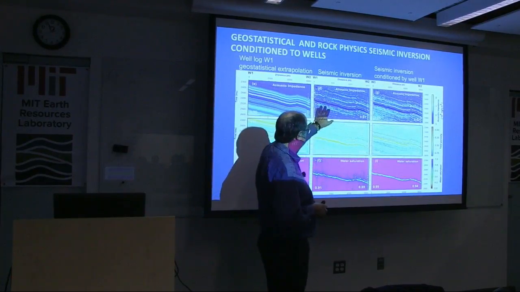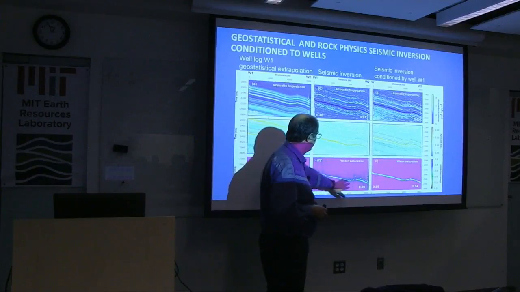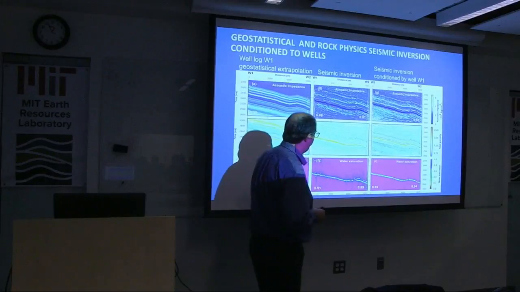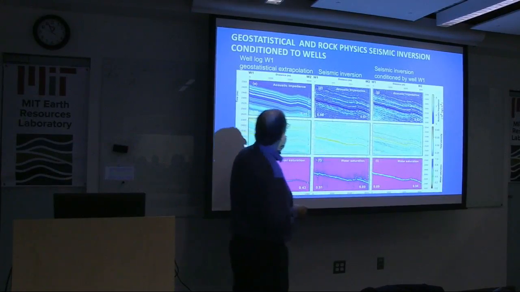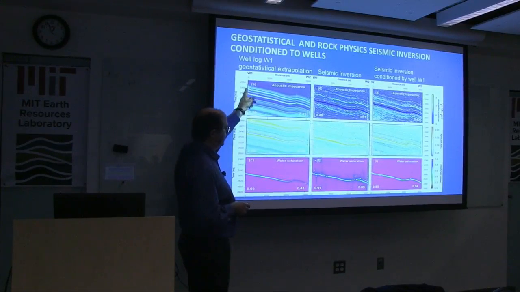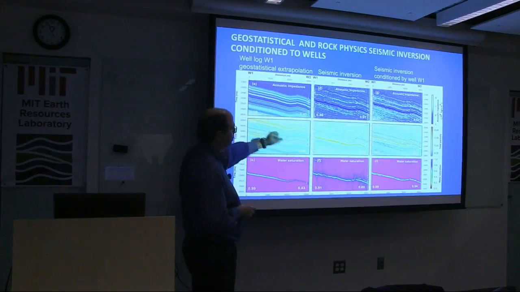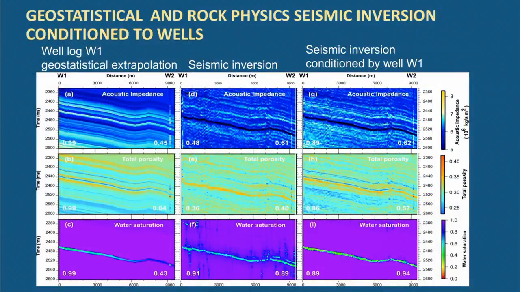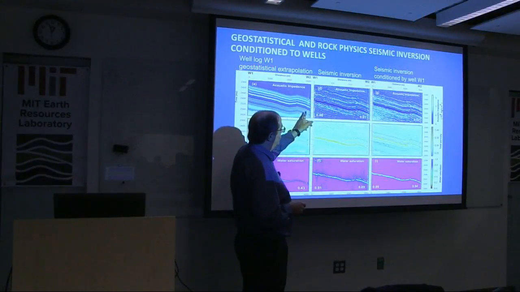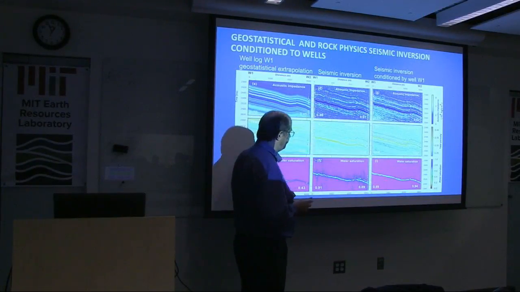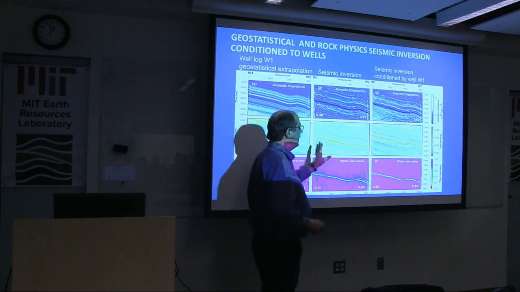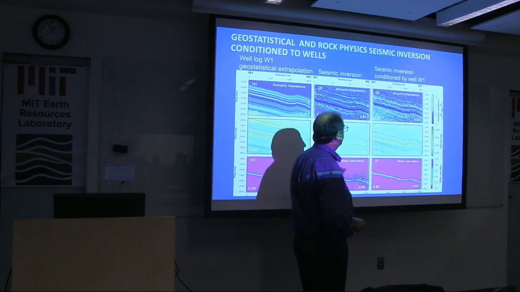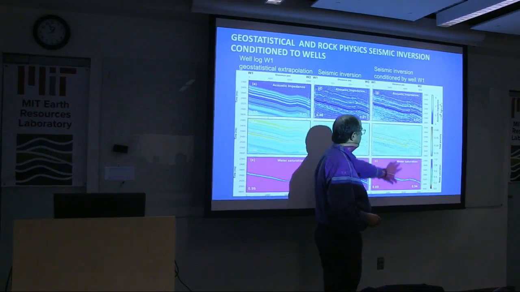And this is the acoustic impedance and estimated gas saturation, where the gas is located in this layer. We have a well, W1, that will be used to condition the inversion, and a test well, W2, that is going to be used to check the results. So when the inversion is conditioned to the well data, we obtain these third column results.